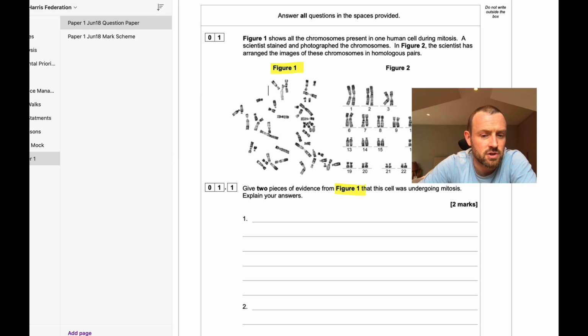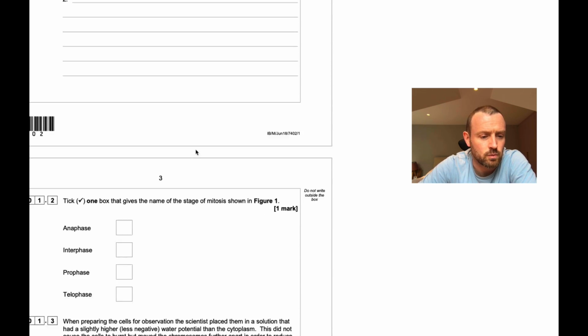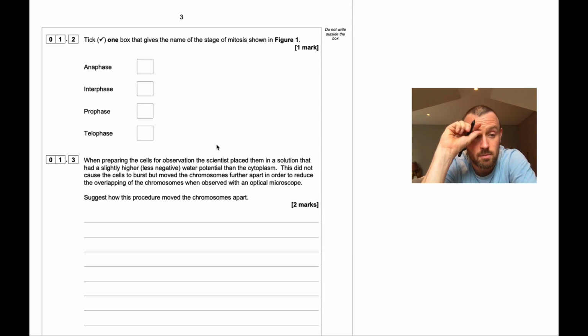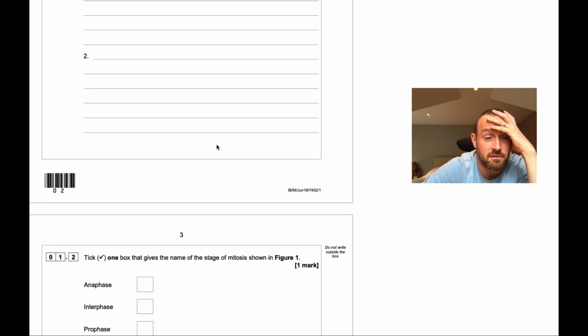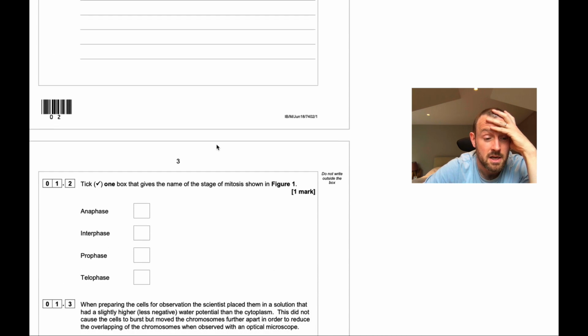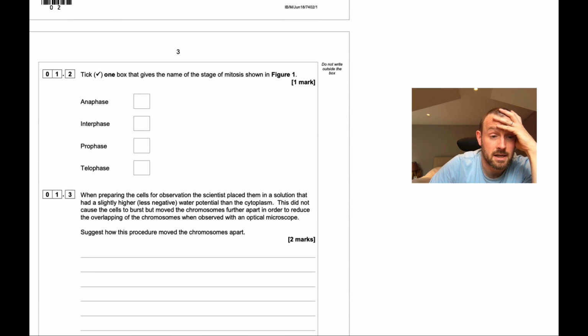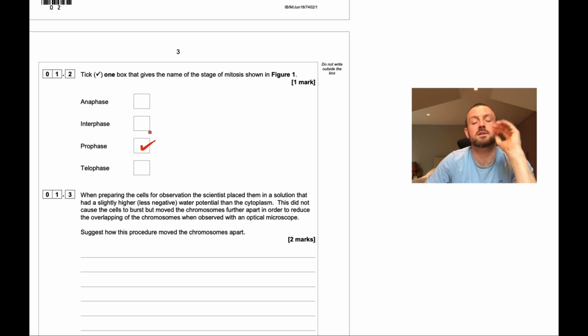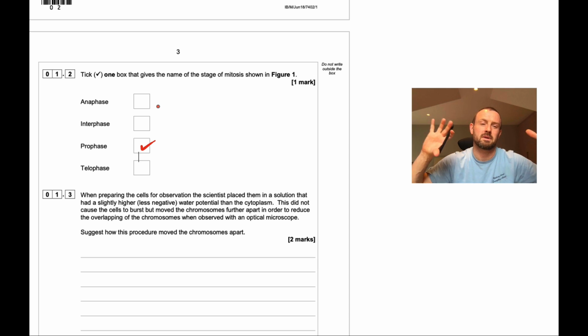All right, let's go back to question 1, part 2. Tick one box that gives the name of a stage of mitosis shown in Figure 1. Okay, so in Figure 1, we've got chromosomes randomly arranged, so we're definitely before metaphase. We're not anaphase, so we have to be in prophase. Interphase is the phase between cell division, so we wouldn't see any chromosomes at all. They'd be being replicated. Anaphase, they'd be pulled apart like this. And telophase, the new nuclei would already be starting to form.